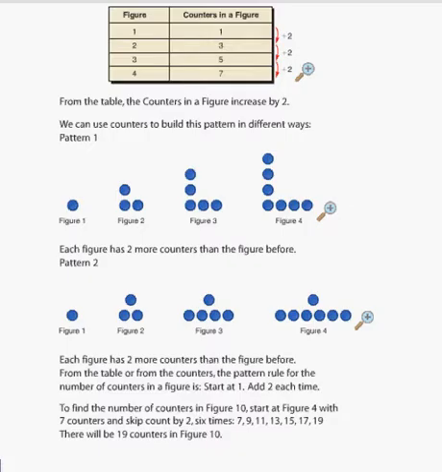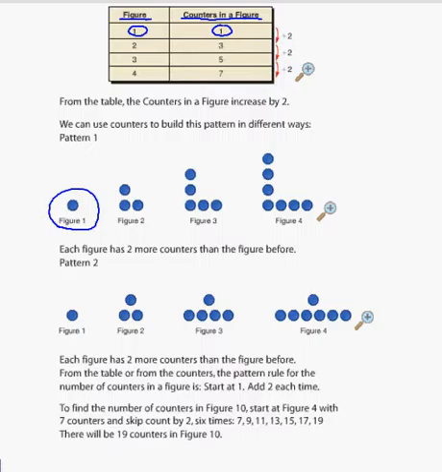So the top chart, you can see at the top, it says it's got figures. I'm going to draw a line under there, figures, and then it's got counters in a figure. Alright, so basically we're going to fill in that chart, and we get the numbers that are in the chart from the diagram that's below it. So if you take a look here, here's figure 1. Figure 1 has one counter. So up in our chart, we've got figure 1 and we've got one counter.